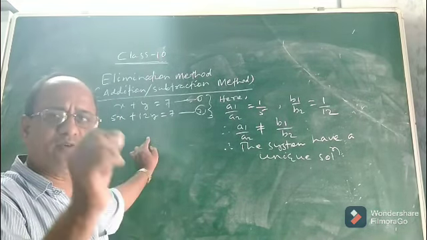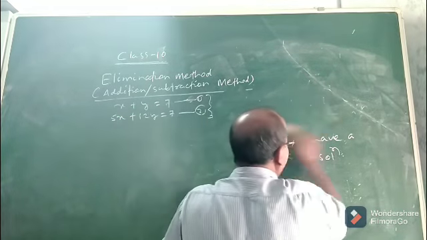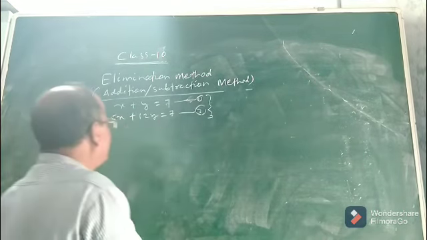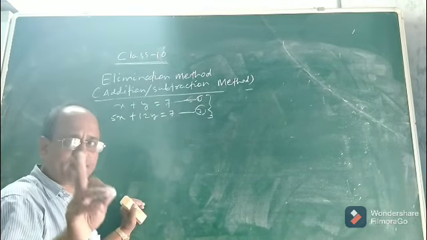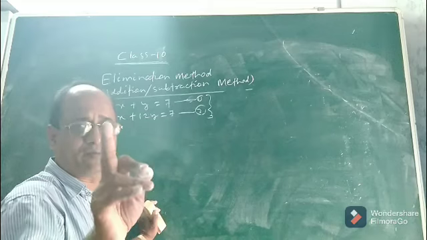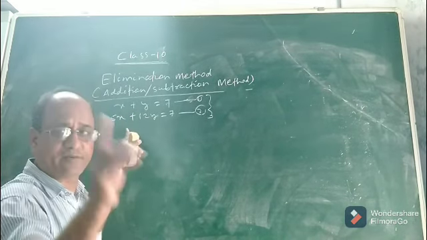I will eliminate the variable x. So what will I do? Now how to eliminate the variable x from both these equations? You see, what is the process? The first step is to eliminate any one variable, say x or y. Suppose you decided that you will eliminate the variable x.